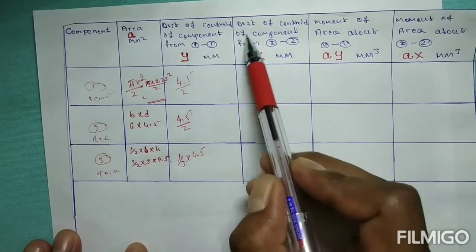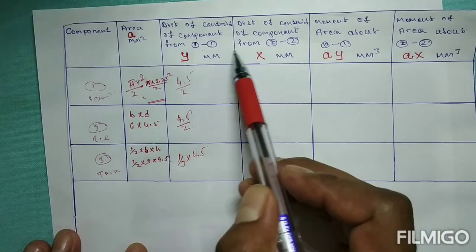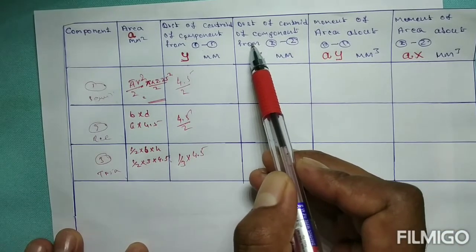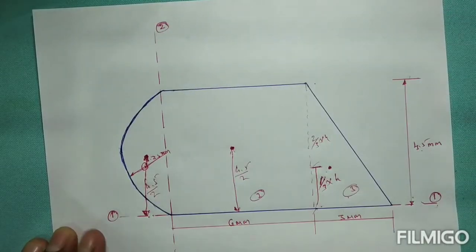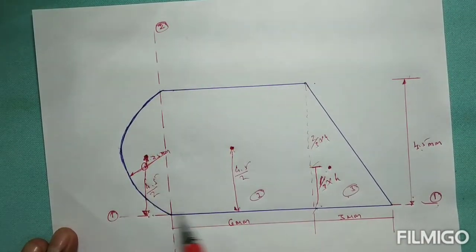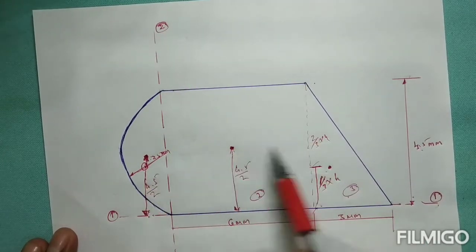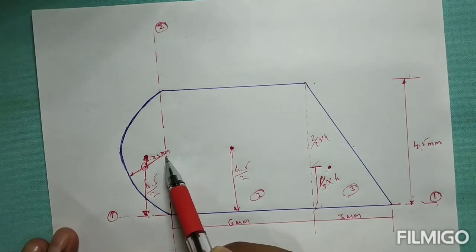Next will be the distance of centroid of component to reference axis 2 2. Your CG of each component will be the same, but you have to refer to reference axis 2 2. So now you have to concentrate on this reference axis. 1 1 we already finished. Next we have to take 2 2. Each CG will be the same, but you have to refer to reference axis 2 2.